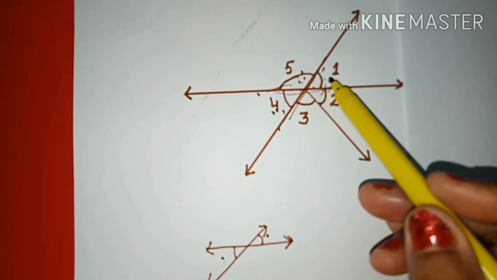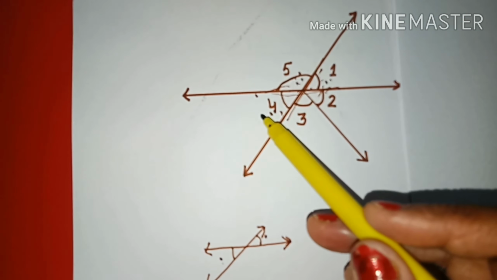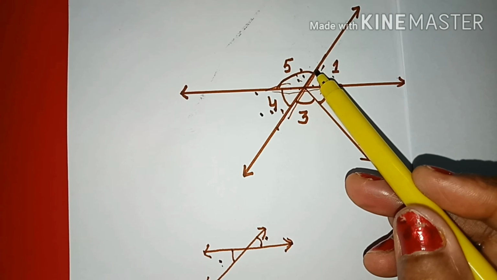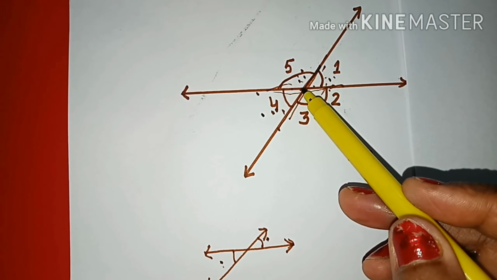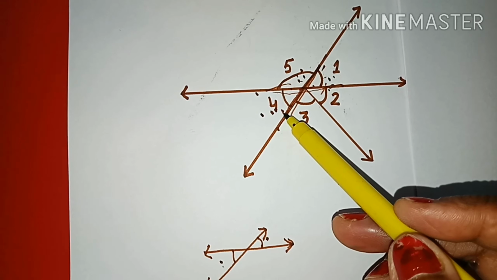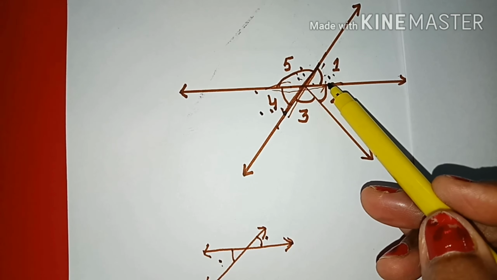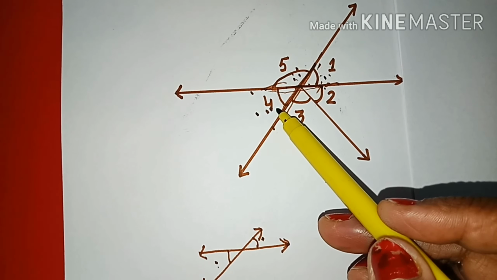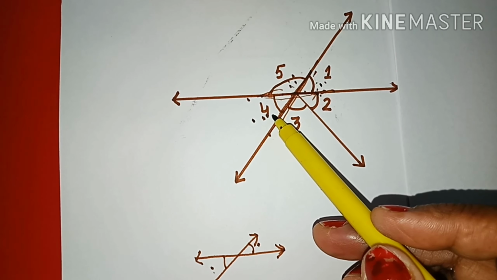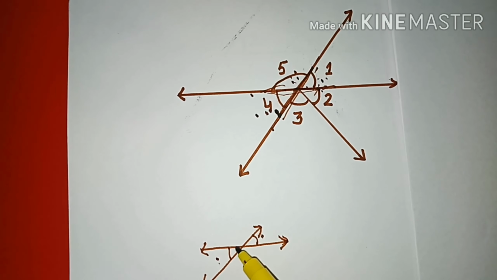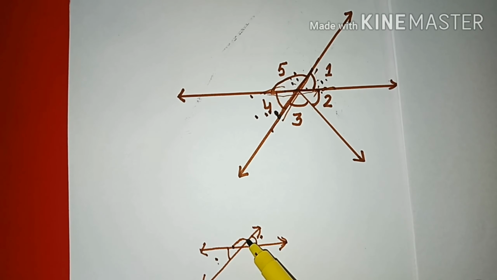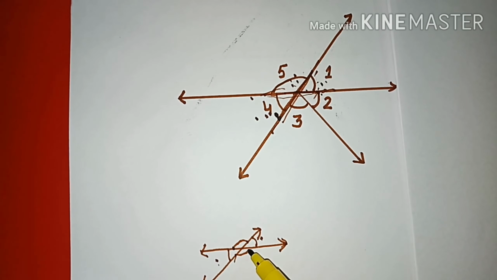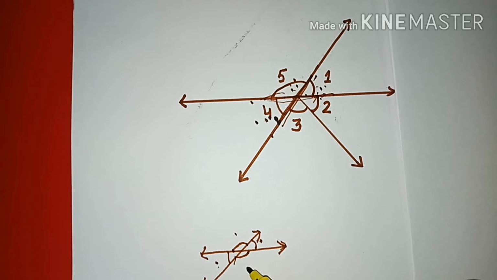Same in our figure, angle 1 and angle 4 are vertical opposite angles, because when we extend this line, it extends to angle 4 and the other line also extends to angle 4. So angle 1 and angle 4 are vertical opposite angles. Second, this angle and this angle are also vertical opposite, this one and this one.